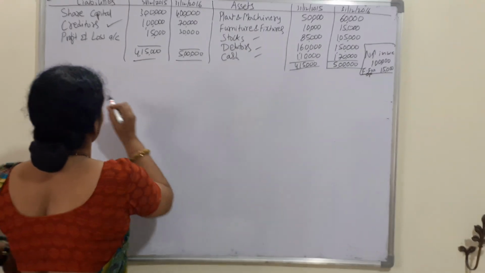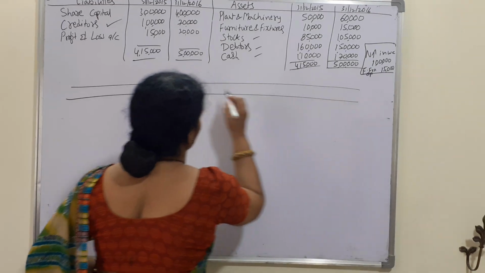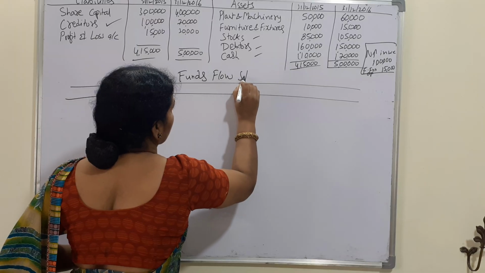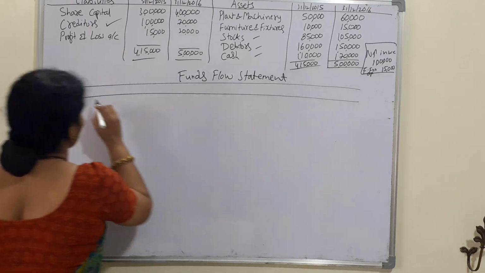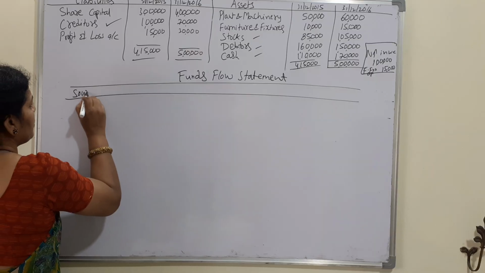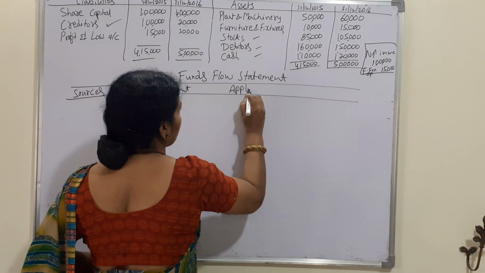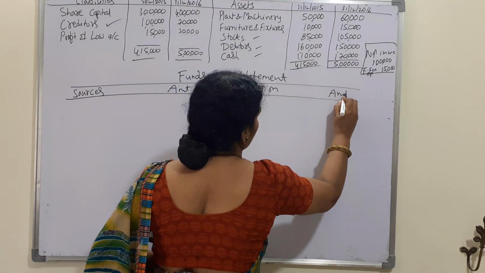So funds flow statement we are preparing now. Can give the heading funds flow statement. Sources will write here first, and amount. Application, and amount.